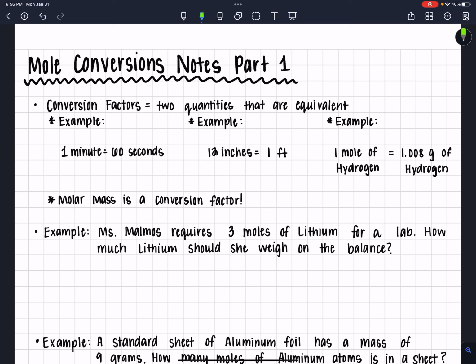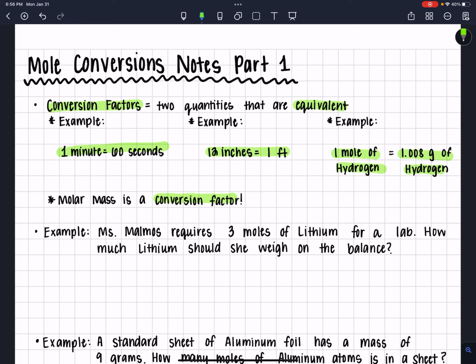So we've done this before. We've used conversion factors to convert quantities from different units to one another. And a conversion factor is just a statement of two quantities that are equal to each other or equivalent to each other. So for example, 1 minute is equal to 60 seconds. That's a conversion factor. Knowing that 12 inches is equal to 1 foot is also a conversion factor. And knowing that 1 mole of hydrogen is the same thing as 1.008 grams of hydrogen is a conversion factor. So as long as we know our molar mass, we know different conversion factors for different elements.